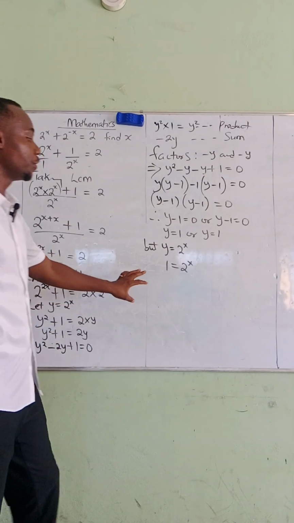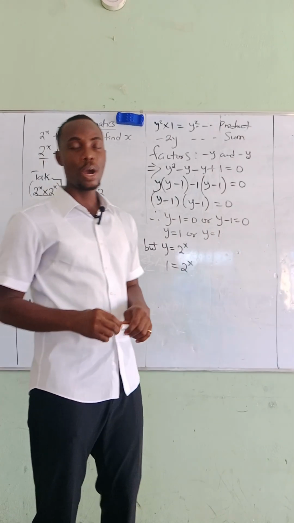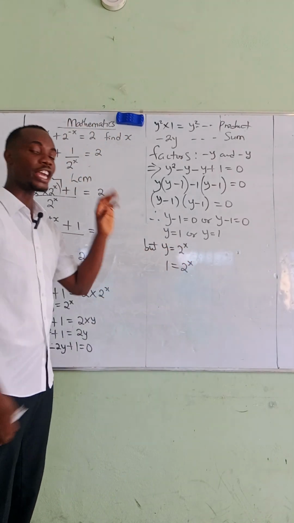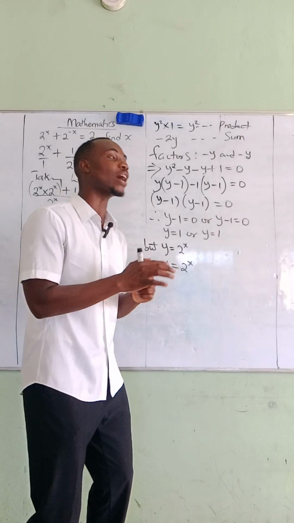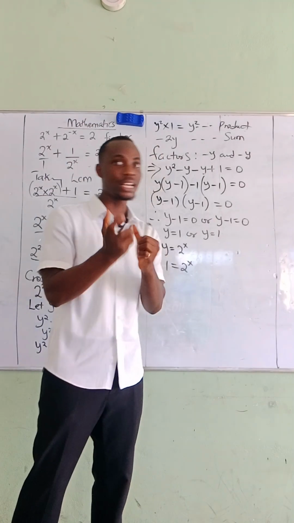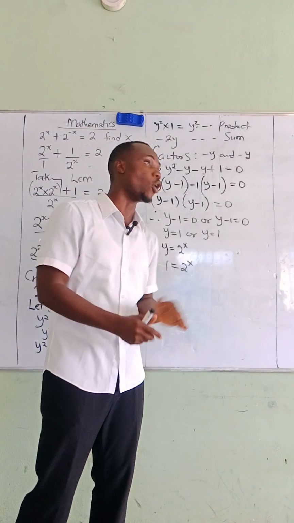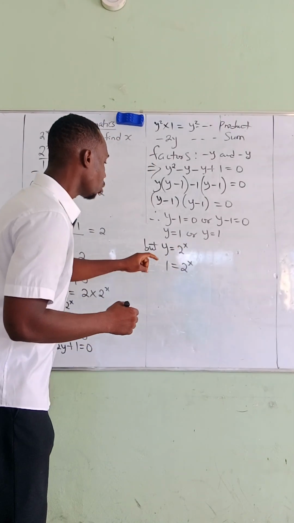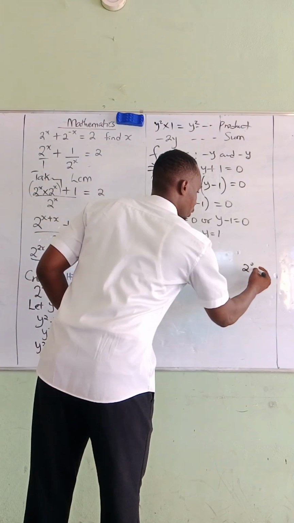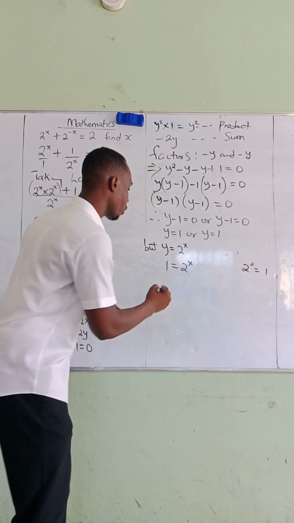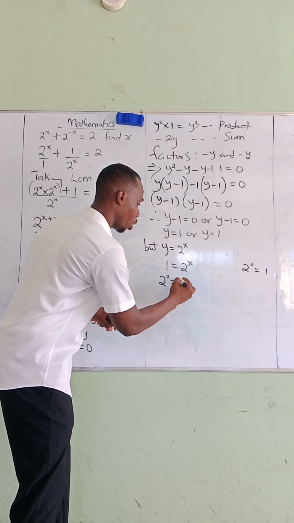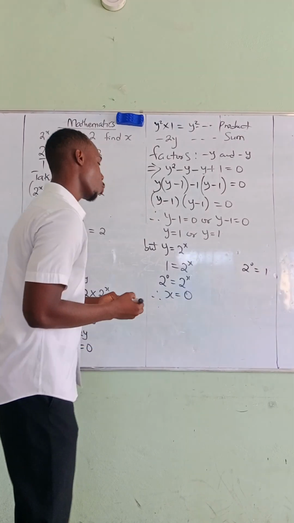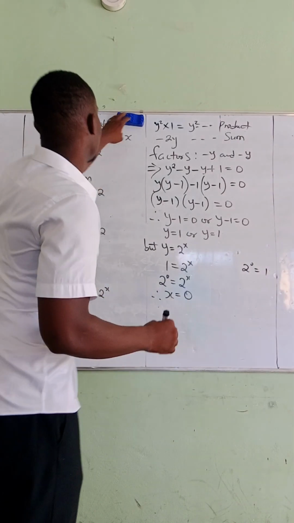There is a law in indices they call the zero law. Anytime you are looking at questions that involve indices, have it at the back of your mind that you are either going to make the powers the same or the bases the same. That's the premise upon which you can solve questions that involve indices. So 2 raised to the power of 0 is 1. Instead of writing 1, we are going to express this as 2 raised to the power of 0 equal to 2 raised to the power of x. Therefore, x is equal to 0.